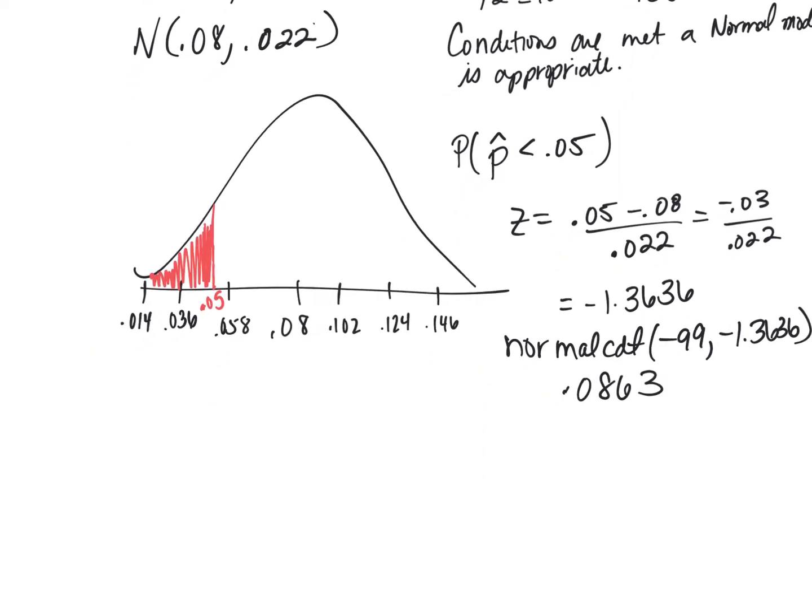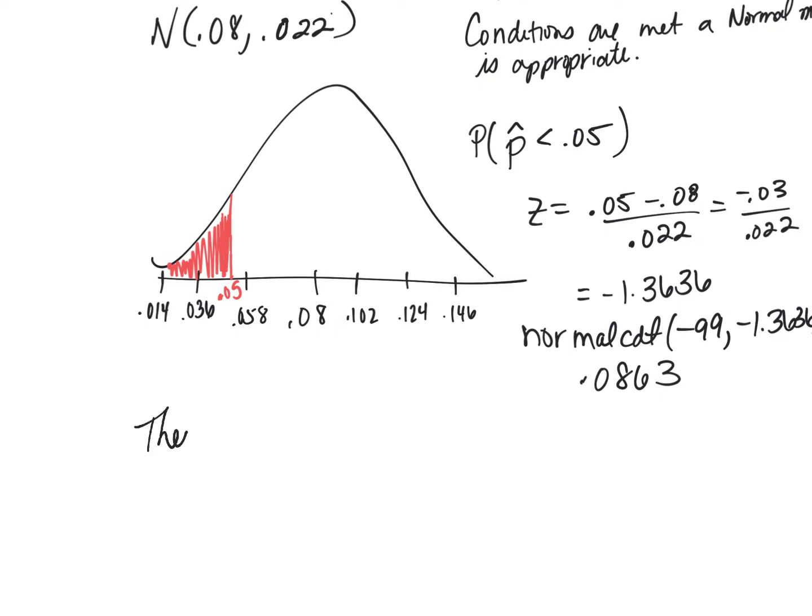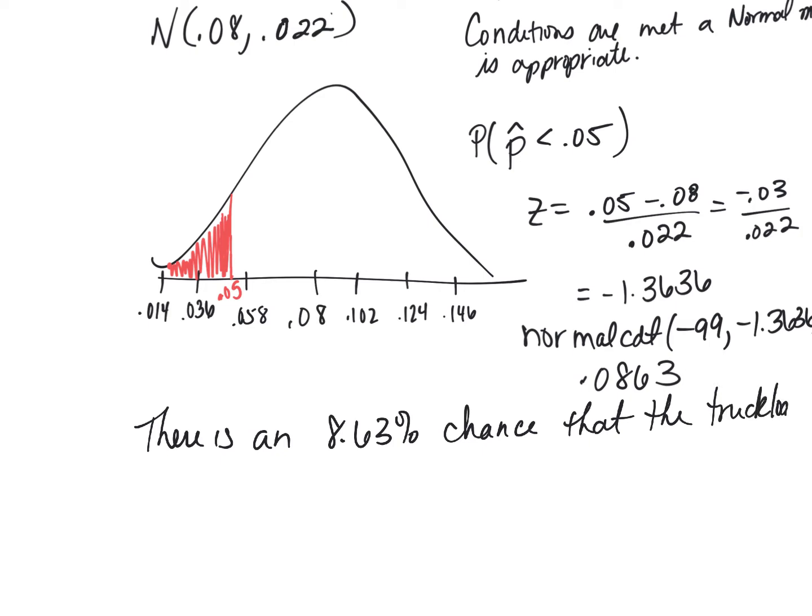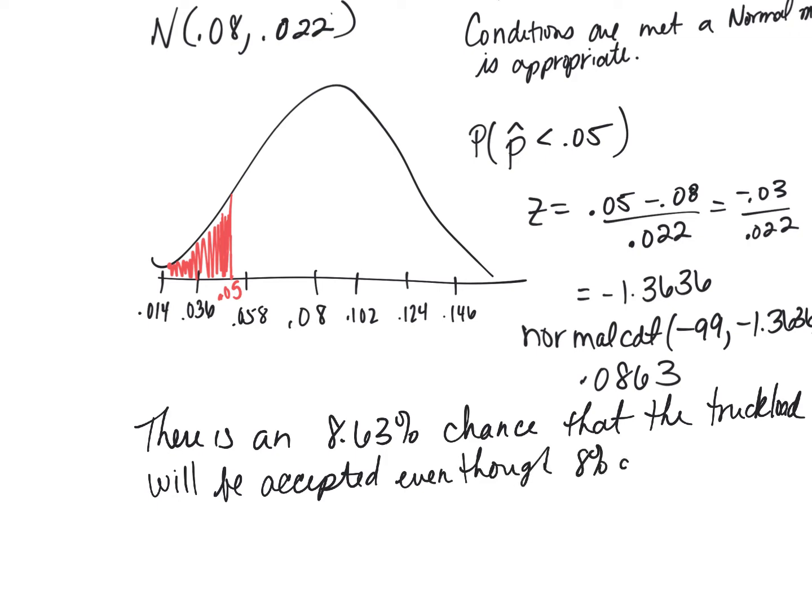0.0863. So there is an 8.63% chance that the truckload will be accepted even though 8% of the apples don't meet the standard.